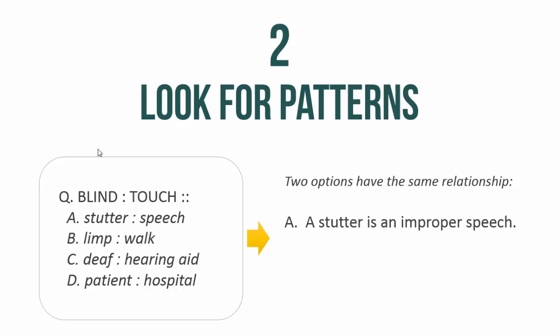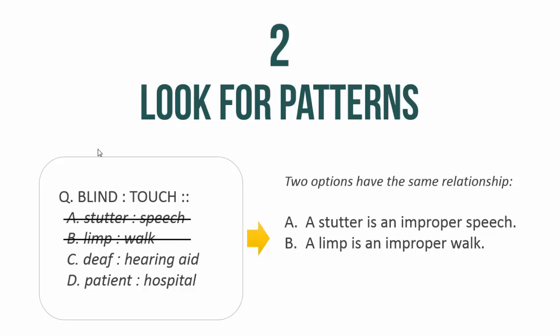A stutter is an improper speech. When you cannot speak fluently, when your speech stops in between and the flow isn't smooth, it's called a stutter. A limp is an improper walk. When you cannot walk smoothly, when you cannot walk in a continuous manner, that can be called a limp. Since both of these options have the same relationship, you can eliminate both of them.